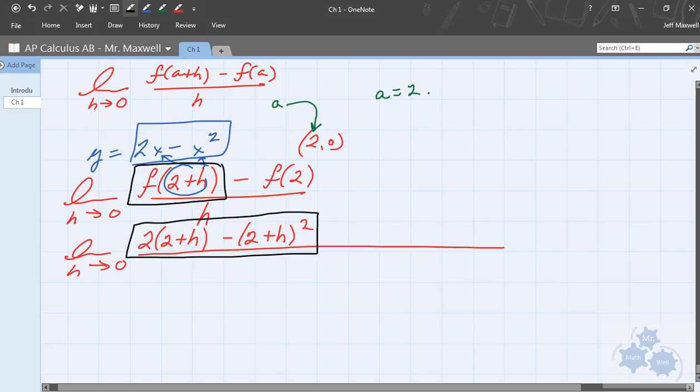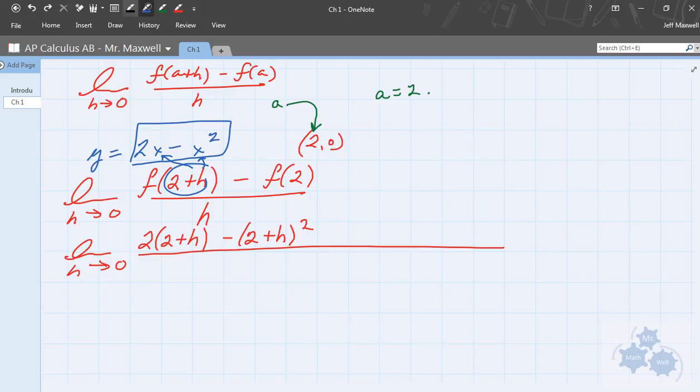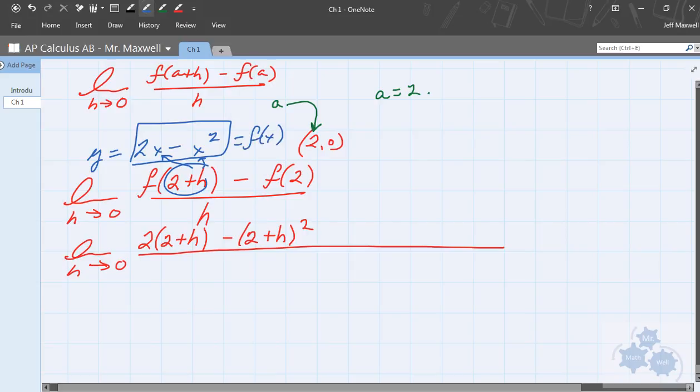You got that? Are you with me? Somebody's not. Okay, question: why does that blue equation mean f of... No, this blue equation is f of x, because there's x's there, see? So if I want f of 2 plus h, I put in 2 plus h here and 2 plus h there. That's what I've done.